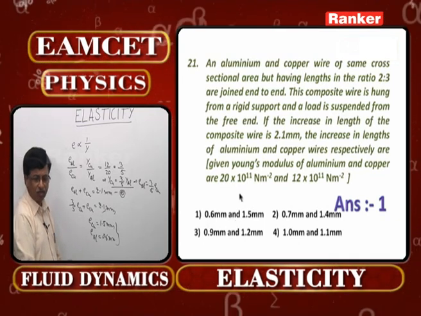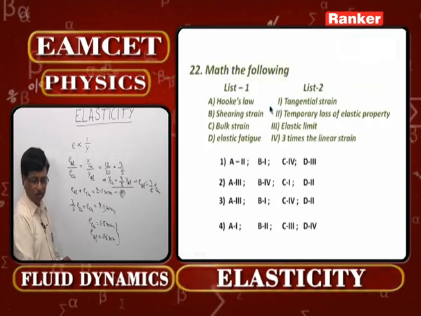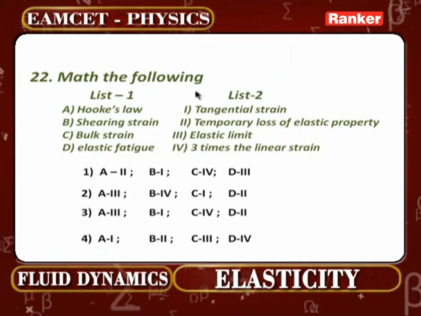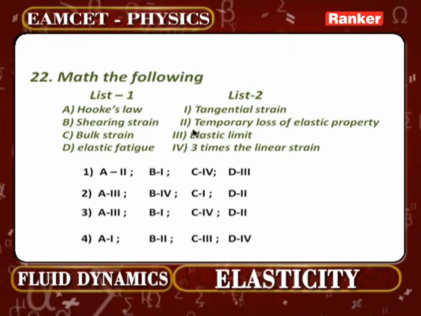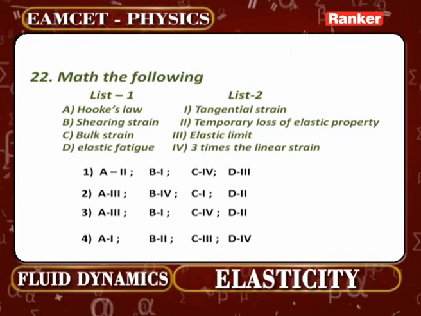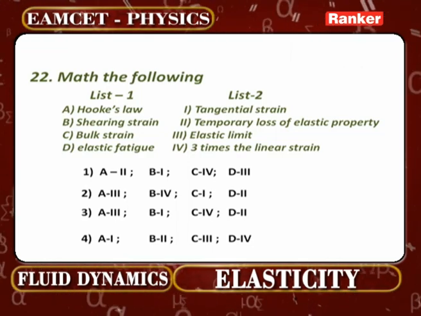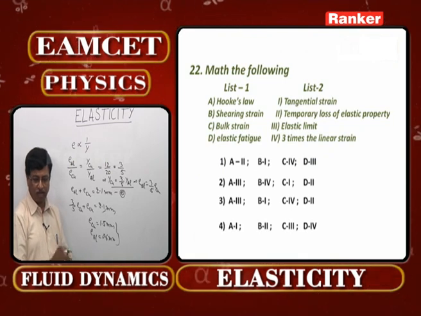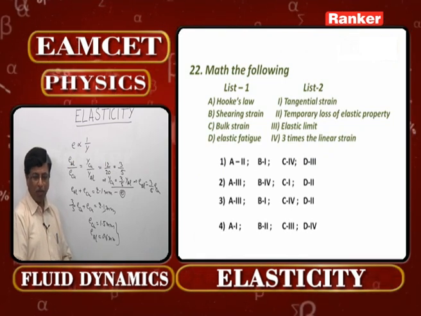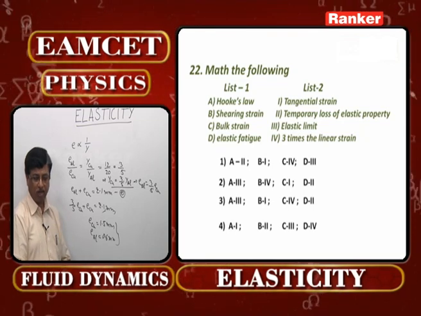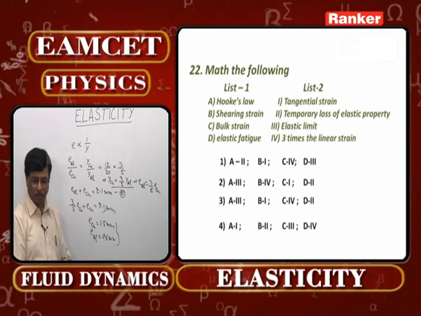Let us take the last number in this particular order, please. Case number 22, that is the 22nd problem. This also has been one of the Eamcet questions. Simple comparison. Match the following. Hooke's law means it is related to elastic limit. Shearing strain and tangential strain are going to be equal. Bulk strain is 3 times the linear strain, we can understand. So, C stands for the fourth one.